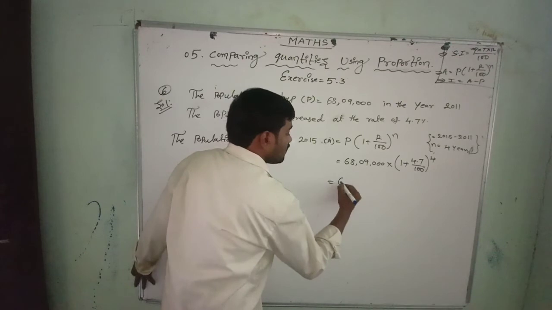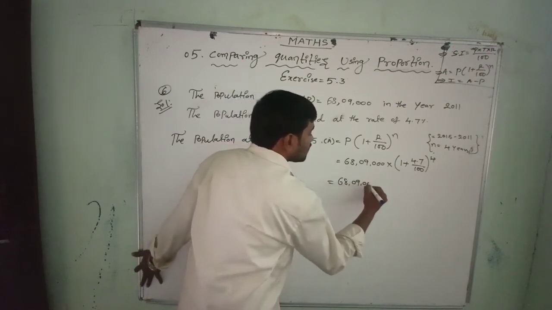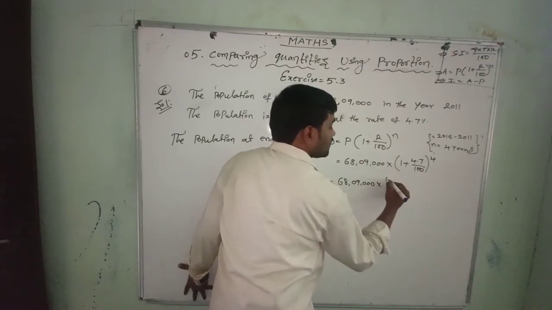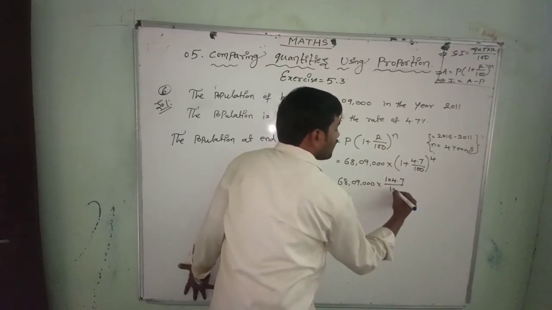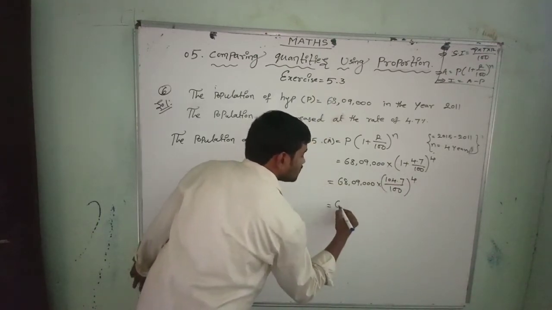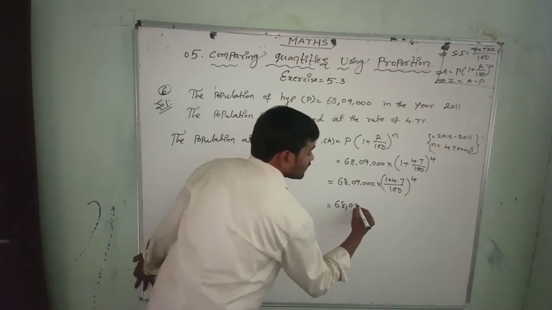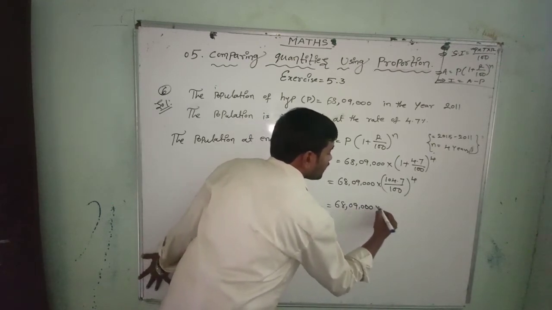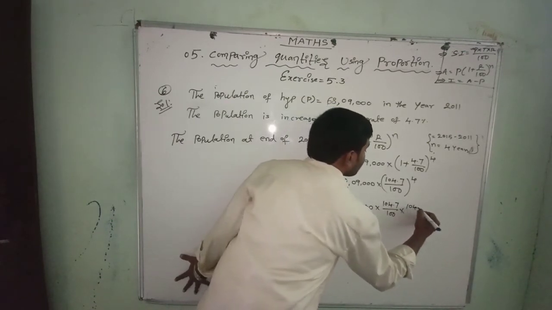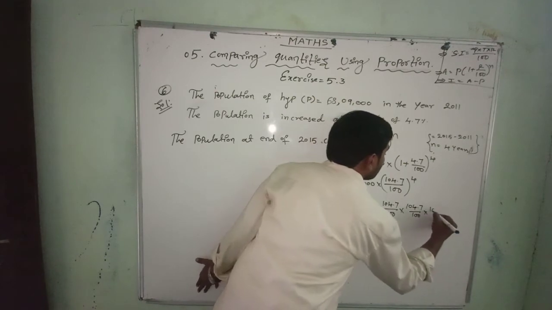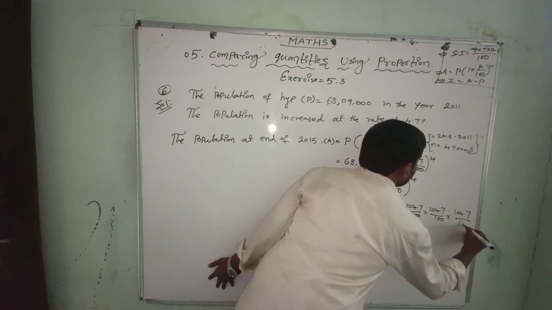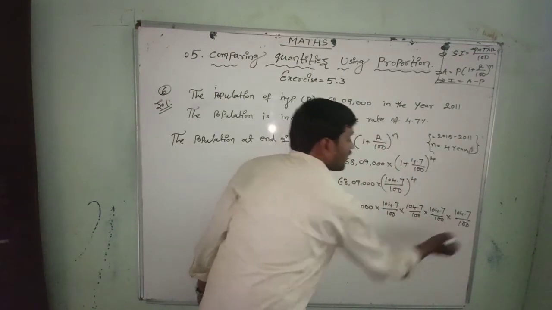So let me take now 68 lakhs 9,000 into, this will come 100 plus 4.7, that is 104.7 by 100 whole to the power of 4. So let us multiply this 4 times: 68 lakhs 9,000 into 104.7 by 100 into 104.7 by 100 into 104.7 by 100 into 104.7 by 100. It repeats 4 times, so we have to write 4 times.